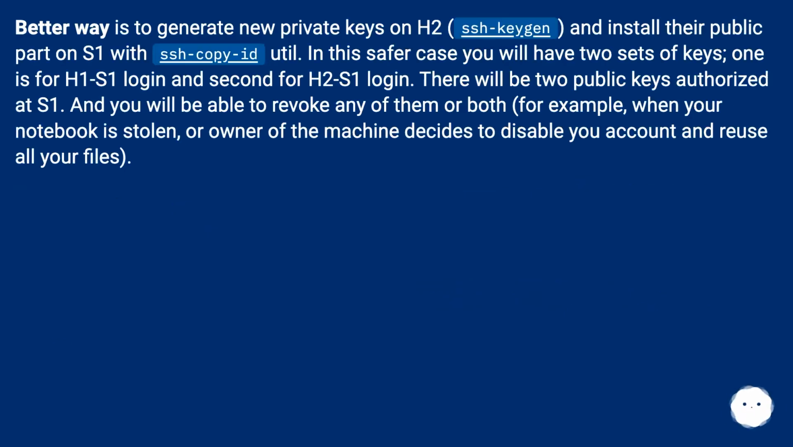A better way is to generate new private keys on H2 with ssh-keygen, and install their public part on S1 with the ssh-copy-id utility. In this safer case you will have two sets of keys, one for H1, S1 login, and the second for H2, S1 login. There will be two public keys authorized at S1. And you will be able to revoke any of them or both, for example, when your notebook is stolen, or the owner of the machine decides to disable your account and reuse all your files.